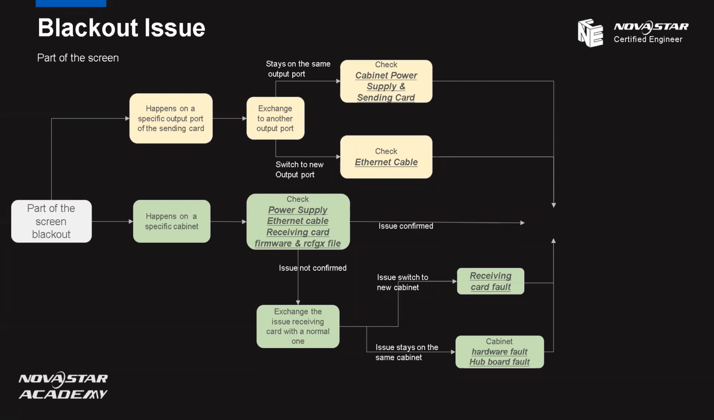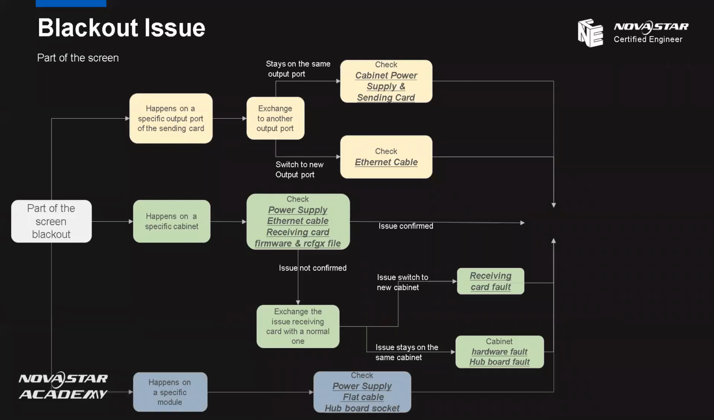If the receiving card has been changed and the issue switches to the new cabinet, we can locate the issue to the receiving card, which may be caused by a receiving card hardware issue. But if the issue stays on the same cabinet, we need to check the hub board, because if we switch the receiving card and the problem is still there, there is a big chance the hub board caused this problem. So this is for the second situation.